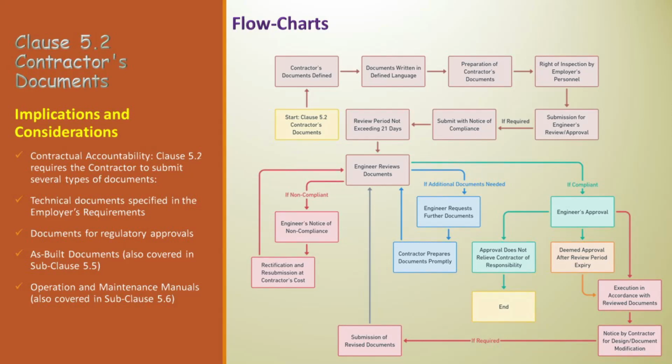Next is engineer requests further documents. If the engineer decides that more documents are needed, they will ask the contractor to make them. Next is contractor prepares documents promptly. The contractor must quickly prepare any additional documents the engineer asks for. Next is approval does not relieve contractor of responsibility. It's important to note that just because the engineer approves a document, it doesn't mean the contractor is off the hook for making sure everything is done right according to the contract. This is the end of the process for handling contractors' documents, according to Clause 5.2.